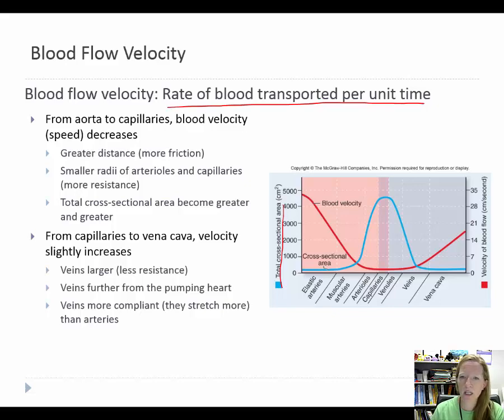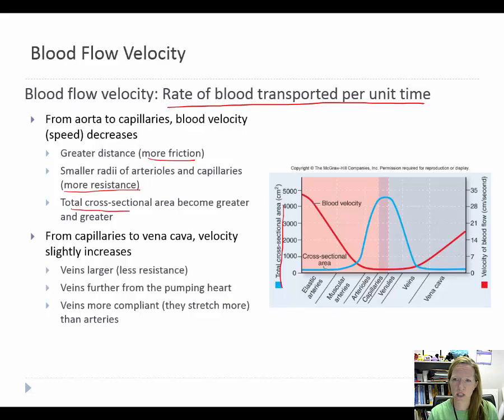It has to do with a couple of things. Distance: as we get further away, velocity is going to decrease, and you have more friction. Also, think about the radii. They're getting smaller and smaller, which means more resistance. So that's going to decrease it as well.